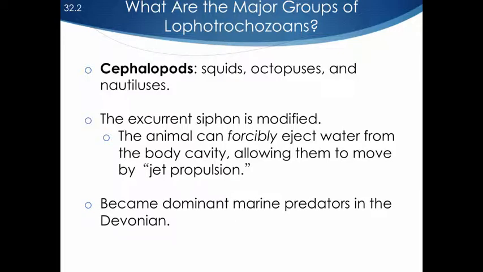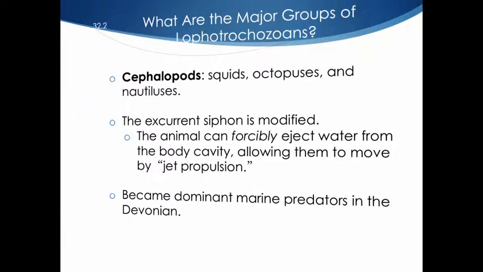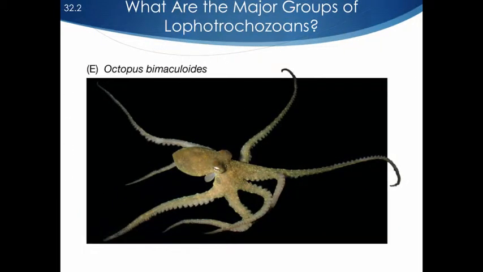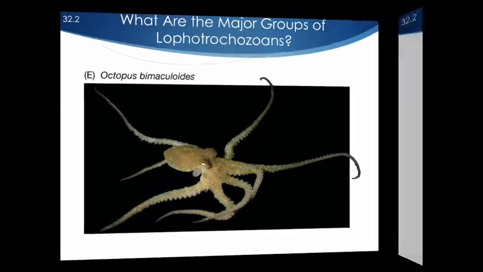So they became dominant marine predators in the Devonian, but now they are, I guess you could say, in the middle of the food chain. They're not really on the top. So here's a picture of a cephalopod. This is an octopus, of course, and you can see all the tentacles. 1, 2, 3, 4, 5, 6, 7, 8.